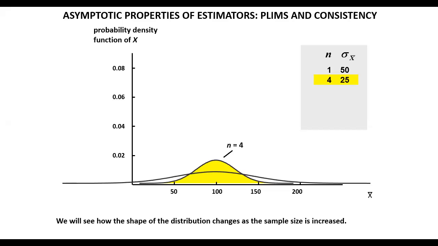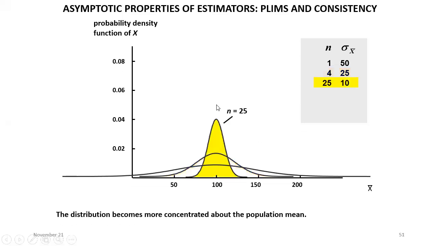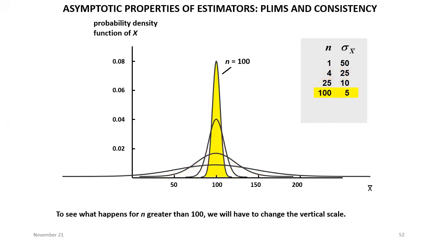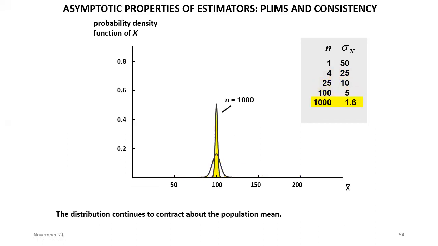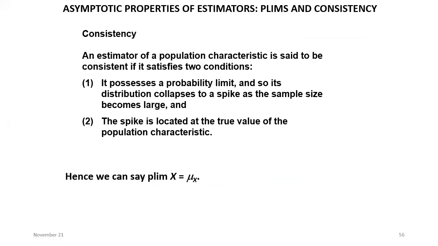So students, the asymptotic properties of the estimators are shown very well in this diagram. We will see how the shape of the distribution changes as the sample size is increased. So these are the different shapes. As the sample size is increased, the distribution shape is changing. So these are the examples.